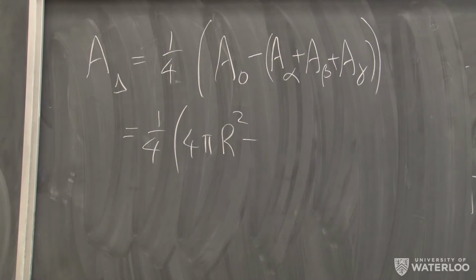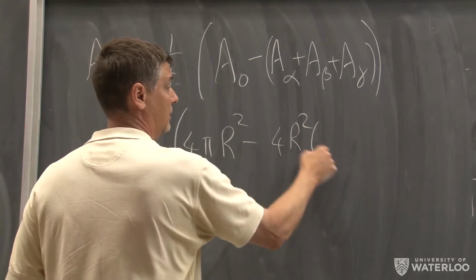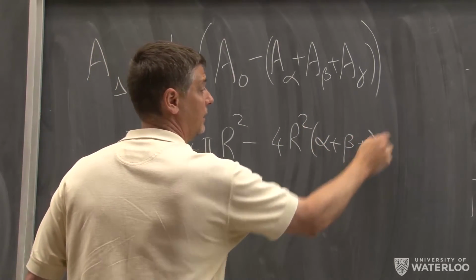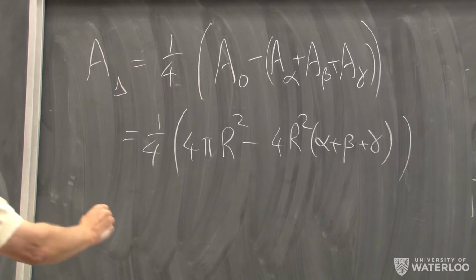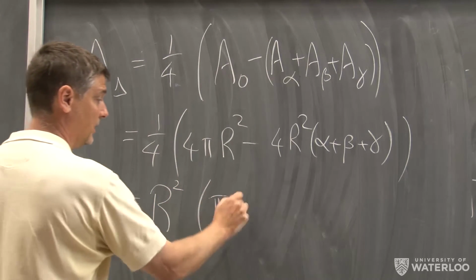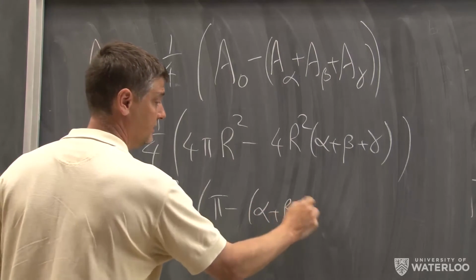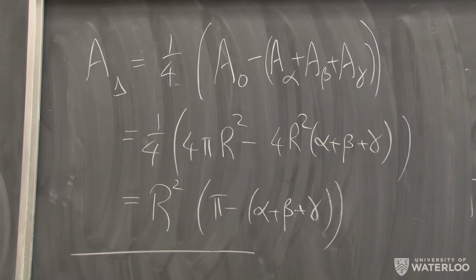And A alpha was 4r squared alpha. And A beta was 4r squared beta. A gamma was 4r squared gamma. And the 4's cancel, and we're left with r squared multiplied by pi minus the sum of the angles. And that's a very nice formula for the area of a triangle in terms of its angles.